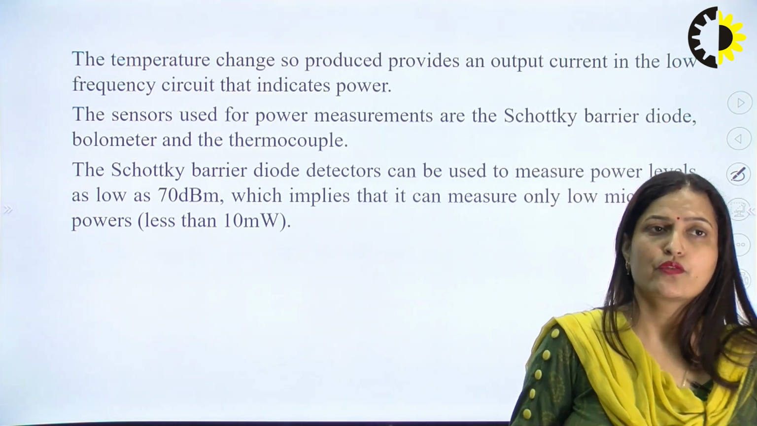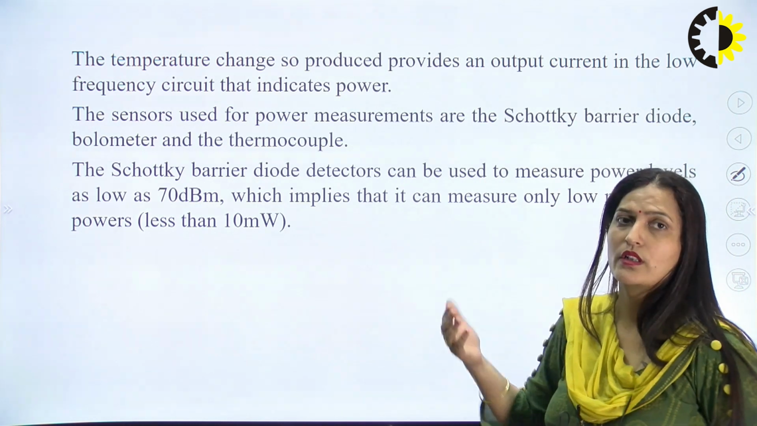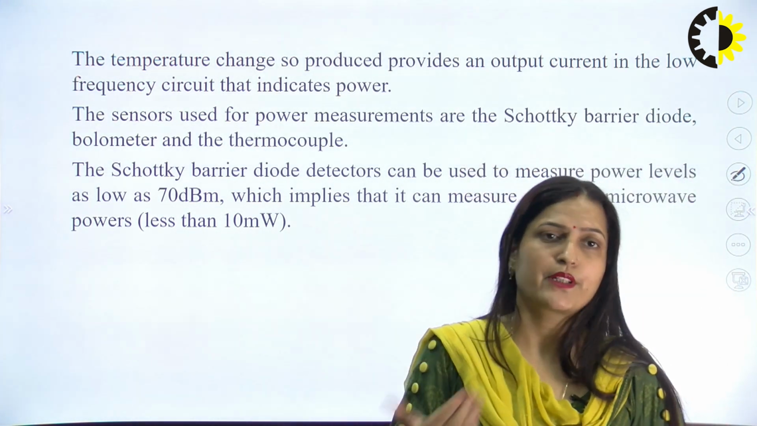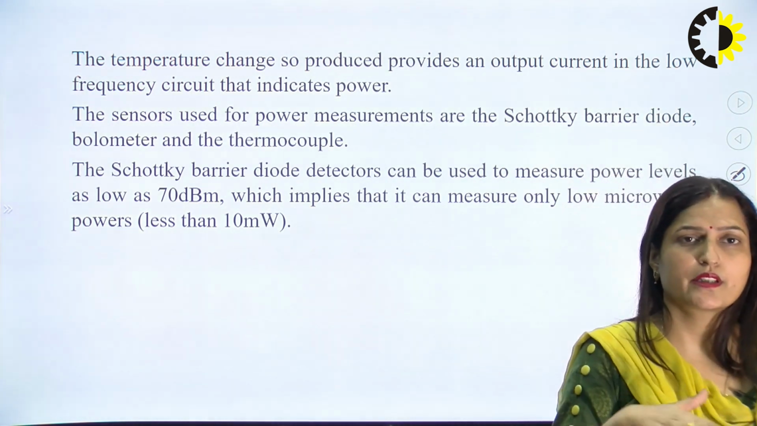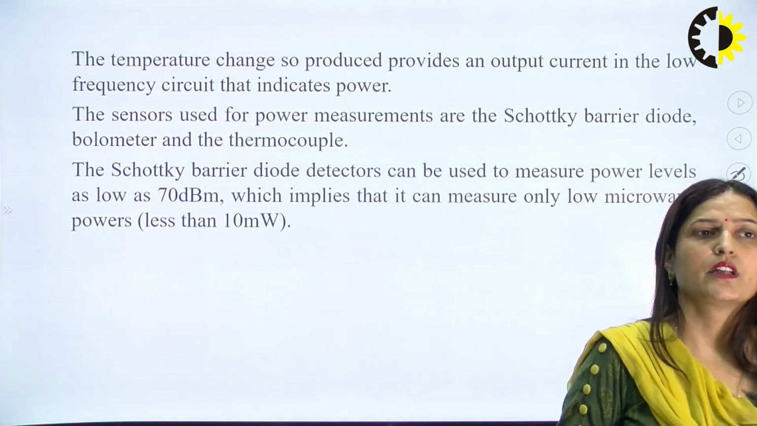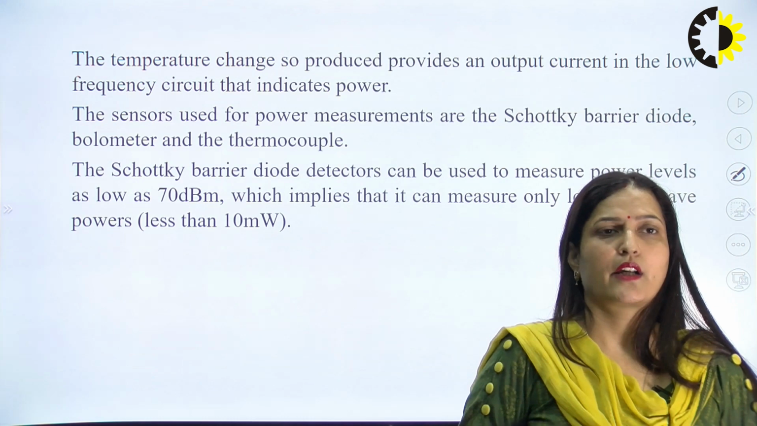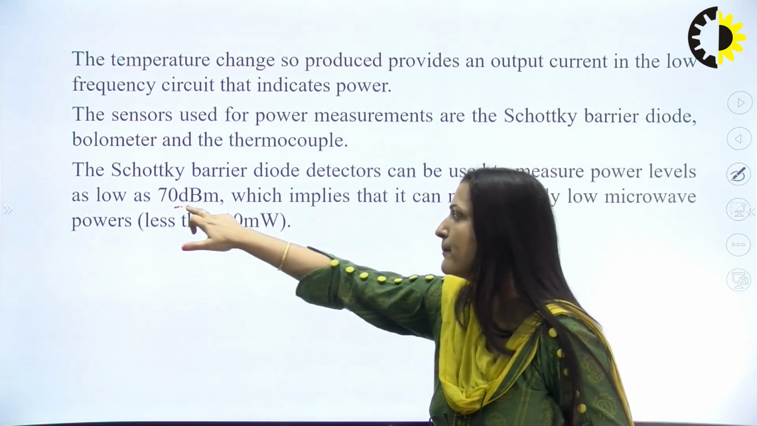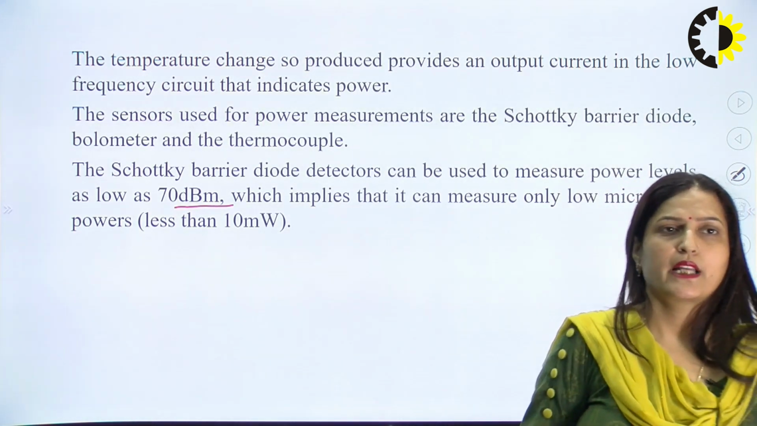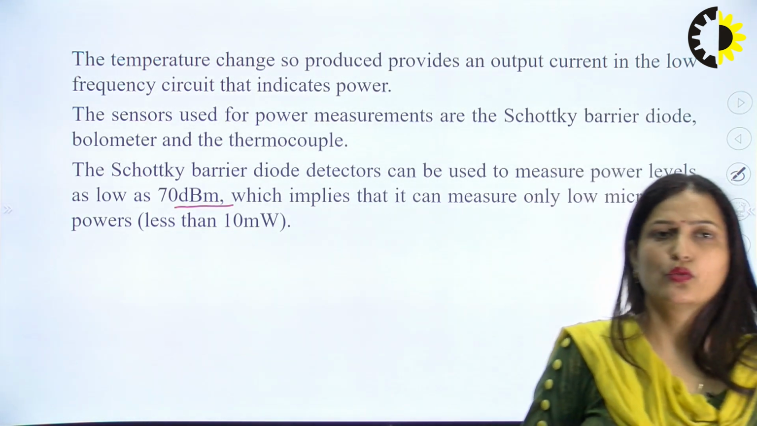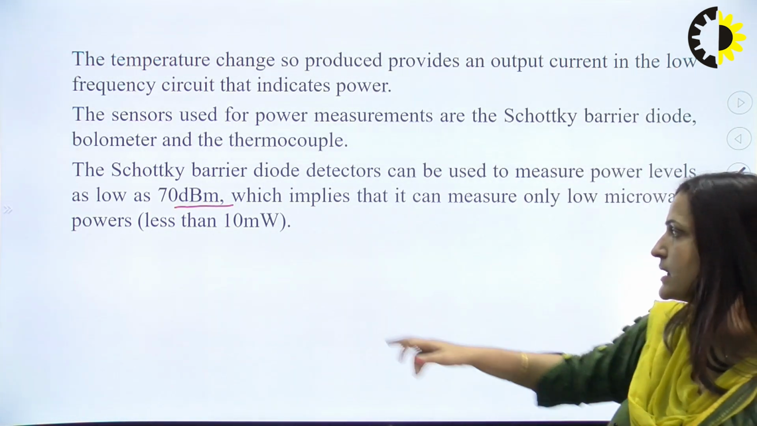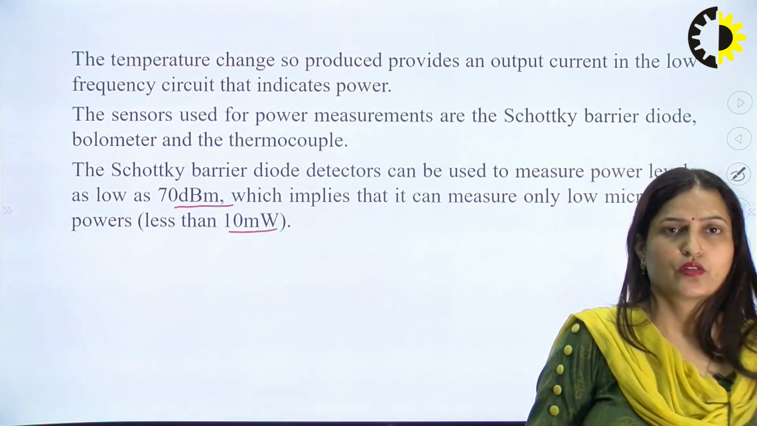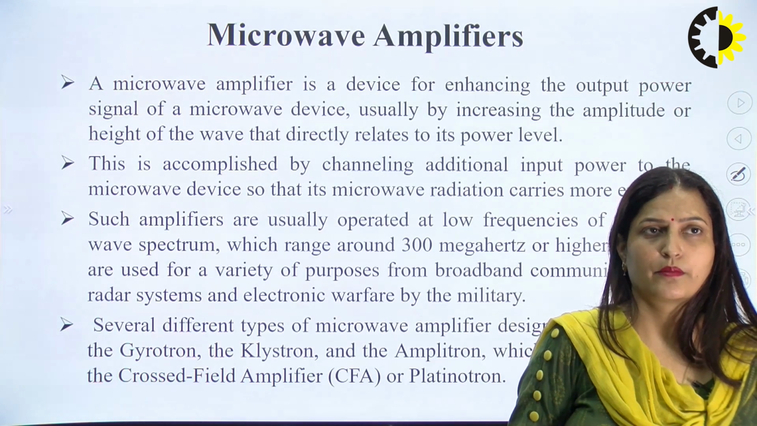And as the sensor used for power measurement, we can use a barretter, bolometer, or thermocouple. All are temperature sensitive devices. According to the temperature, the resistance of the circuit is going to change. So the Schottky barrier diode detector can be used to measure power level up to 70 dBm, which implies that it can measure only low microwave power, which is less than 10 milliwatt. So this is all about your power meter.